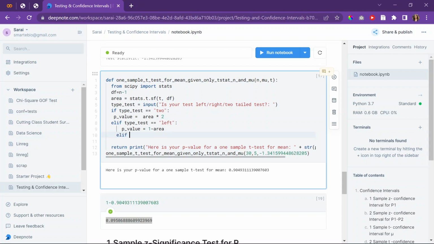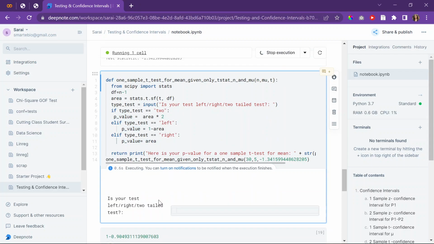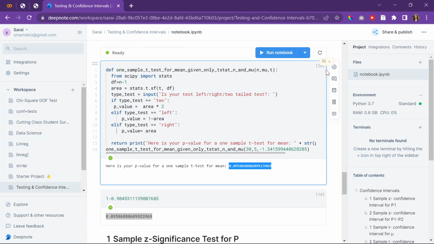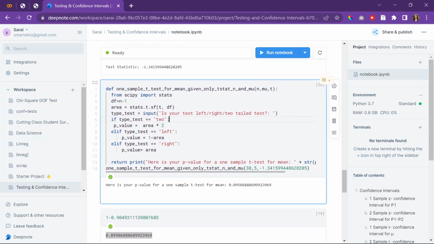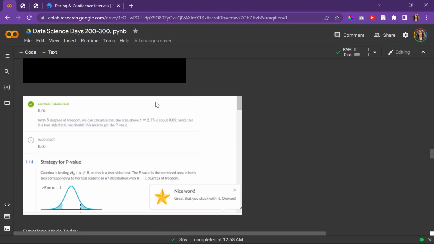Okay, so then elif type test is equal to right, then your p-value is just equal to the area. Is your test left, right, two-tailed? My test is left-tailed. There we go. Oh my god, I'm so proud of myself. Thank you, God.